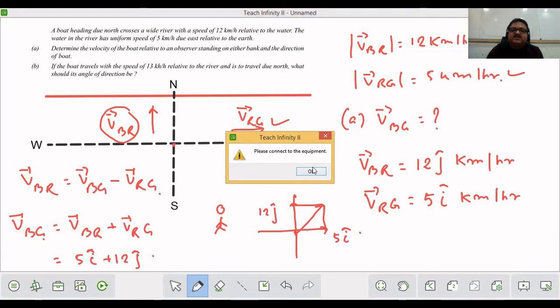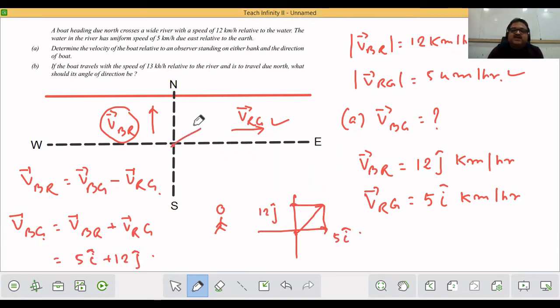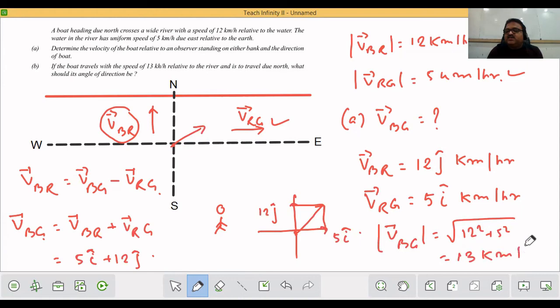Okay. So this will be the direction of the resultant. Okay, what is that? Now look, 5 I cap plus 12 j cap. So velocity of the boat with respect to the observer on the ground is equal to root over of 12 square plus 5 square, that is 144 plus 25, 169, that is 13 kilometer per hour. Okay, this is the first part of the question.